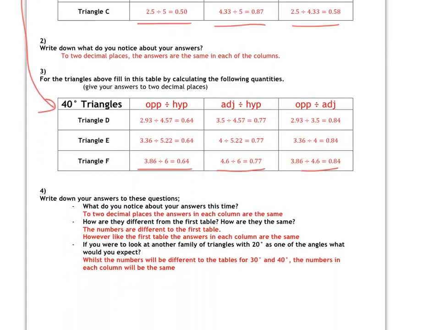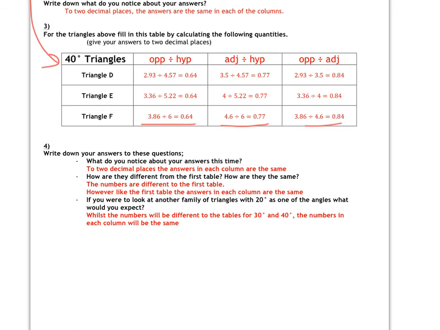And that brings us on to the last question. What would happen if we had the same sort of table but with 20 degrees triangles? Well, again each of the answers in each of the columns would be the same, but they would be different answers. That is because for each family of similar triangles, they will give the same answers in each column, but different ones. And so 20 degrees triangles will be different to 30 degrees triangles, which will be different to 40 degrees triangles. And we call these division sums the trigonometric ratios for those angles.